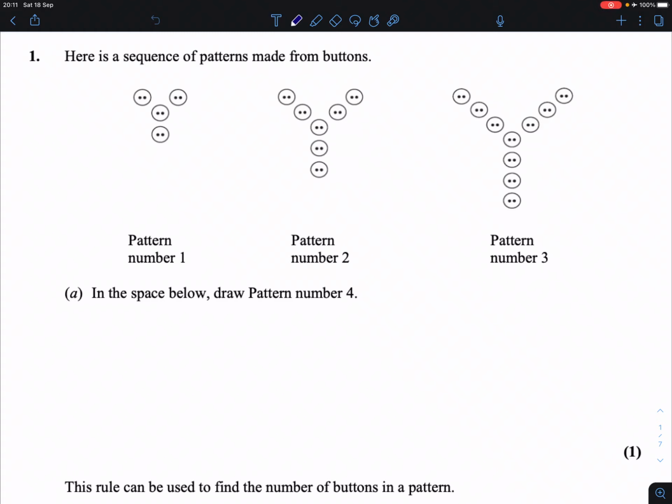Question 1. Here is a sequence of patterns made from buttons. We have patterns number 1, 2 and 3 and they're shown above in these Y shapes. In the space below, draw pattern number 4.